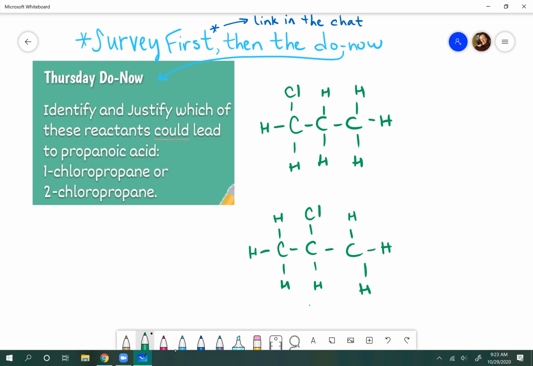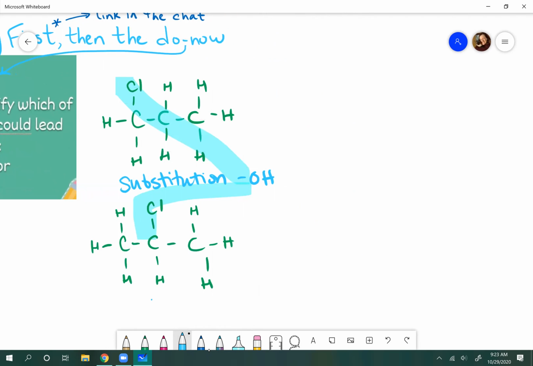Now for these to initially get closer to becoming something like a carboxylic acid, we need an oxygen. So the first step is going to be a substitution, where an OH is going to come in and substitute with that chlorine. If we rewrite it after the substitution, we have the same base. All of my carbons and hydrogens are the same, but now instead of the chlorine, I have an OH, a hydroxyl group.